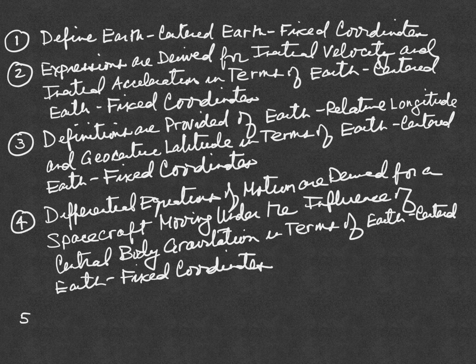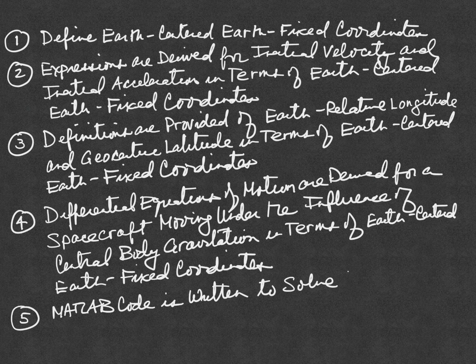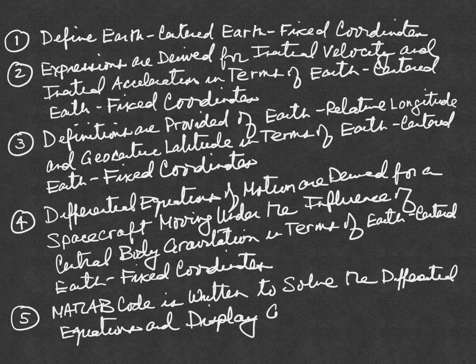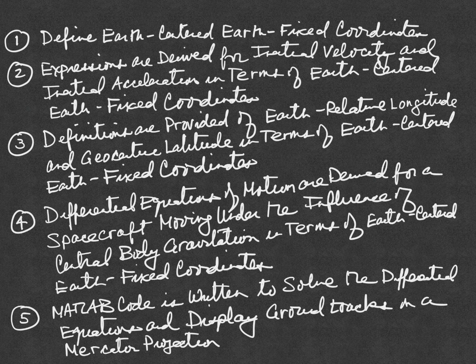And finally, a MATLAB code is written to solve the differential equations and display ground tracks. And the ground tracks are going to be displayed on a Mercator projection of the Earth.